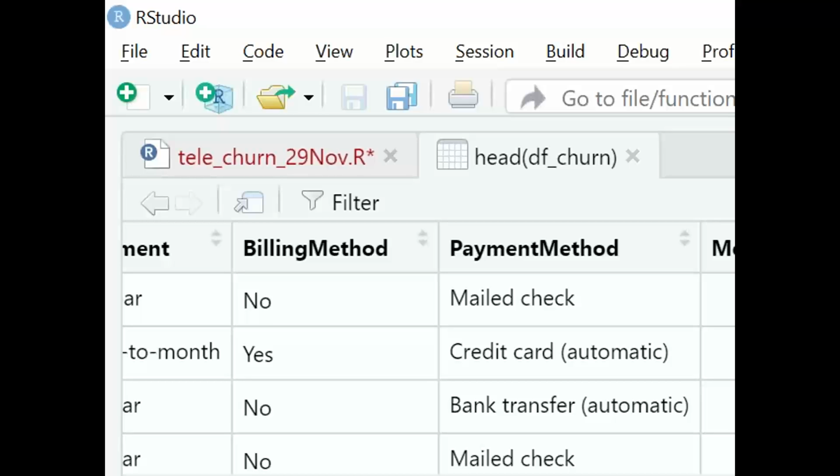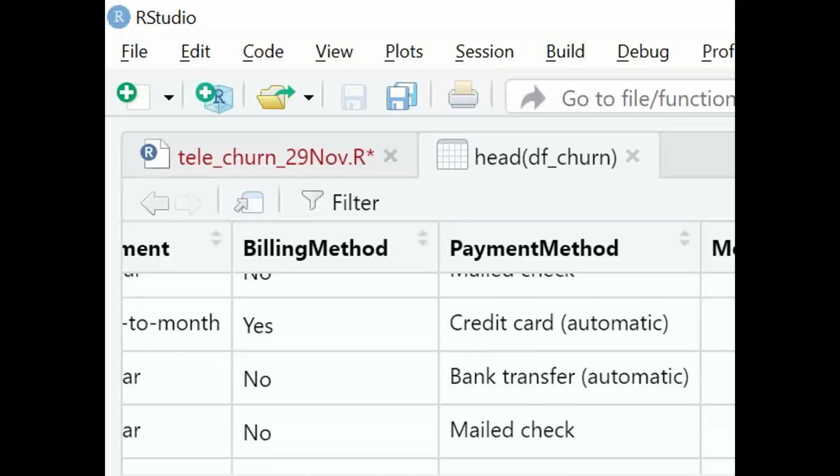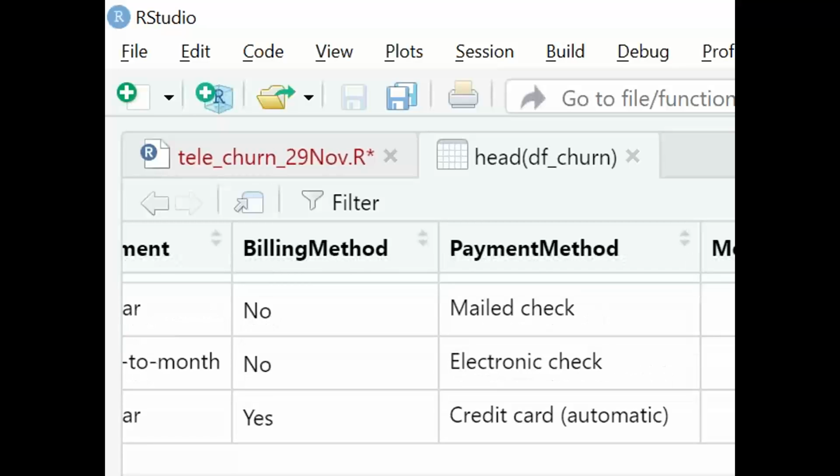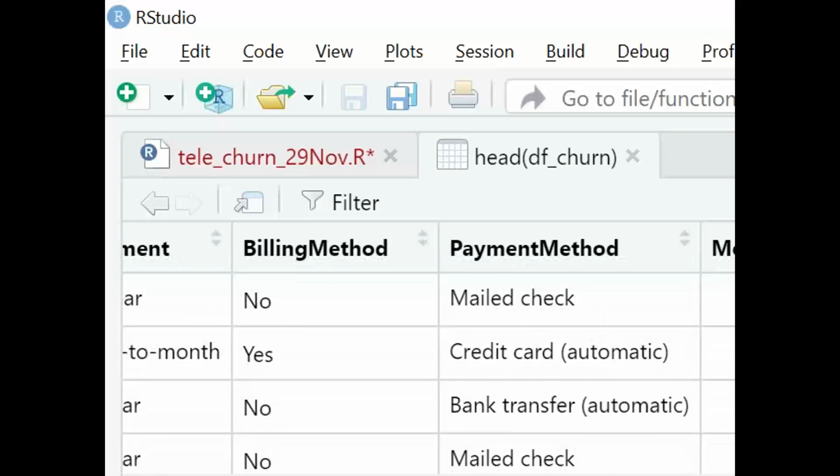Then what are his monthly service charges? What is the total amount he pays on a monthly basis? Then there is no and yes, whether a person left the company or didn't. So you have all that data of churn. No means he didn't leave the company. Yes means he left the company. So churn means yes, left and started using some other services.